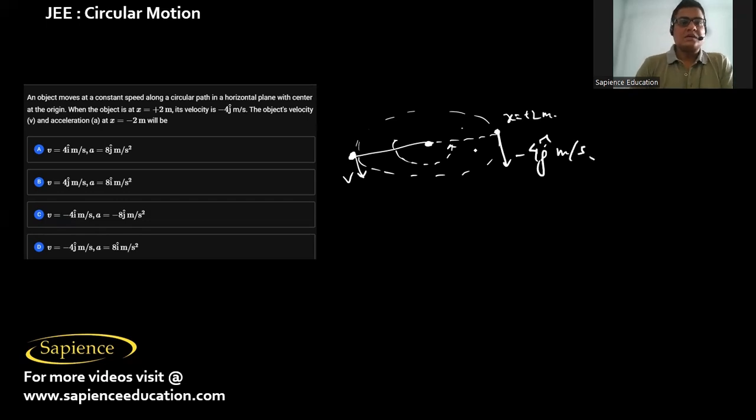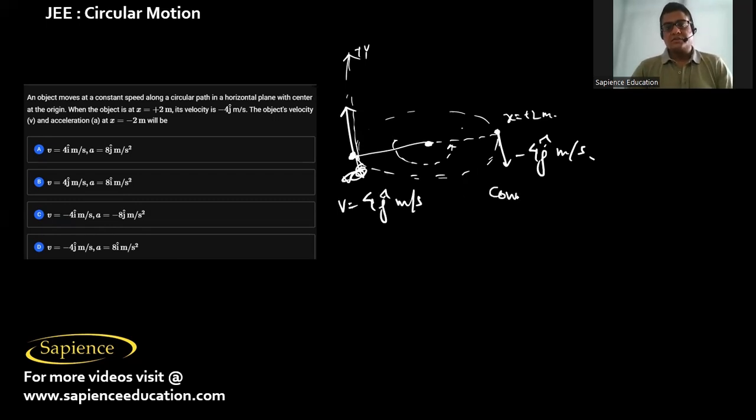The object's velocity v and acceleration at x equal to minus 2 meter will be. So it will reach here. Means the velocity will be towards the positive y-axis. Means the velocity will be 4 j cap meter per second, since it moves with a constant speed. The speed is constant. Means the magnitude of the velocity will be constant.